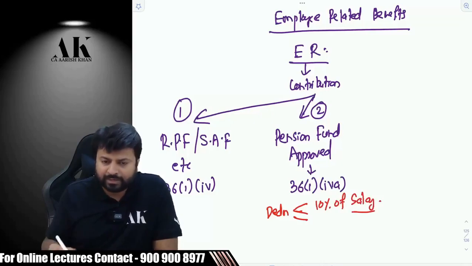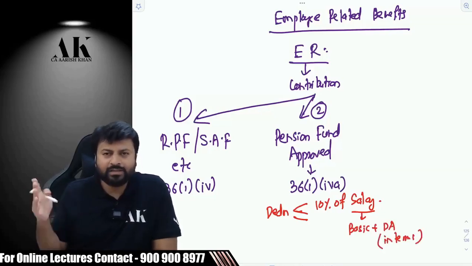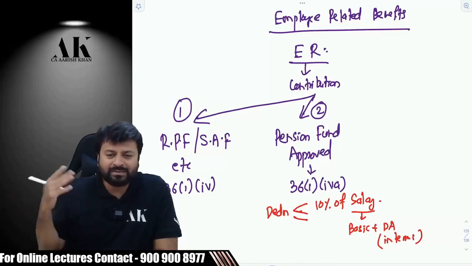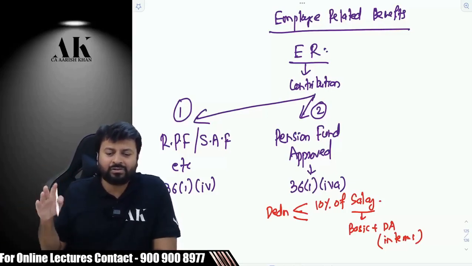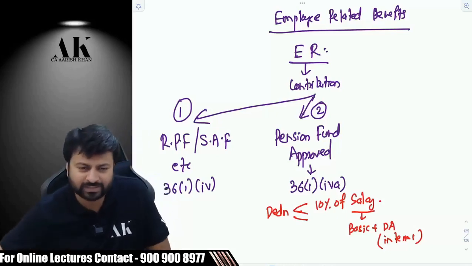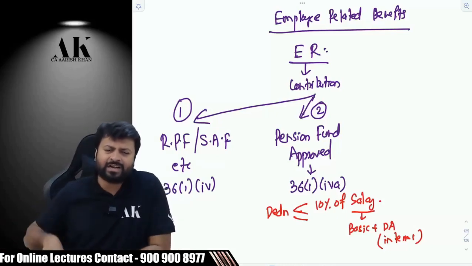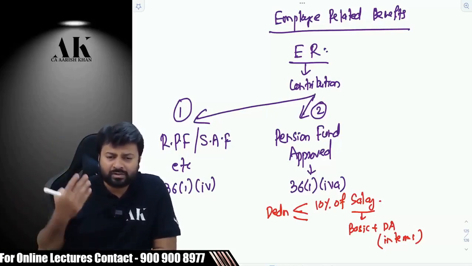Let me explain further about it. Sir, what do you mean by the term salary? Salary here means basic salary plus DA, dearness allowance, which is there in terms of employment. You might know from CA Inter, if you have done salary, that salary has different meanings in different provisions. At some places, salary includes bonus also, commission also. It includes other allowances also. At some places, salary includes only basic salary. At some places, salary includes basic plus DA in terms. Salary has different definitions. There are various components of salary. Salary includes perquisites also, and different kinds of allowances.